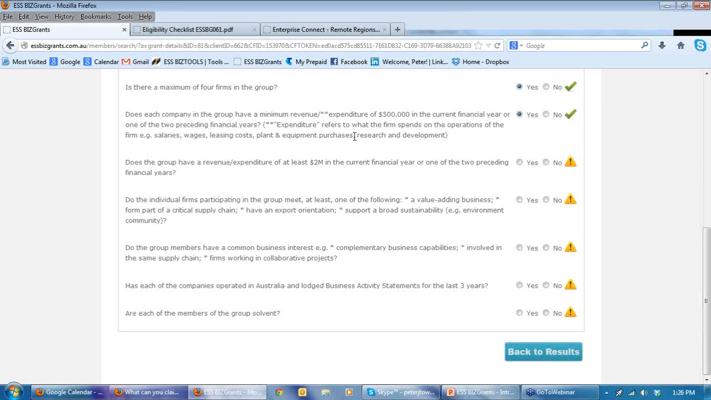Group must have a turnover of at least $2 million, so we say yes, it's got that. This is the other 3 things you're going to be participating with. They have to be value adding or form part of a supply chain or have something in common. So the type of business structure that I talked about before, motel, restaurant supplying special food and wine experience, or boutique beverage experience would fit that criteria.